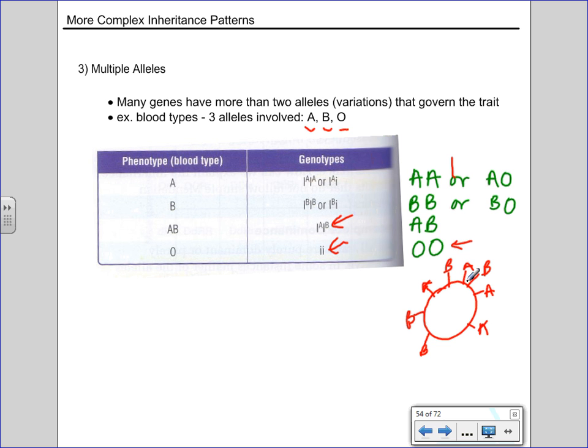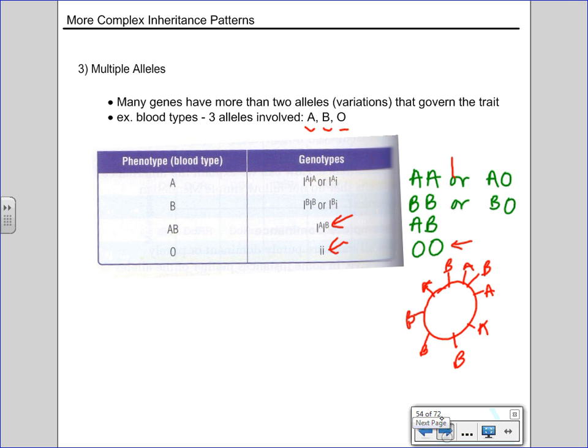Okay, so type AB, if you remember, means that they have both A and B factors on the outside of the red blood cells. If they're type A, then they only have A's sticking out. If they're type B, then they only have B's sticking out. If they're type O, then they have none sticking out.